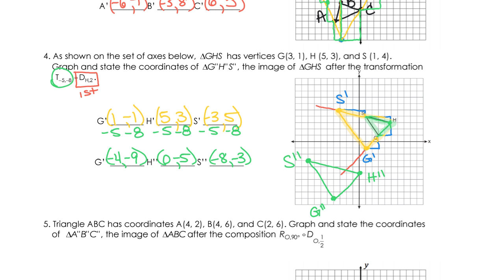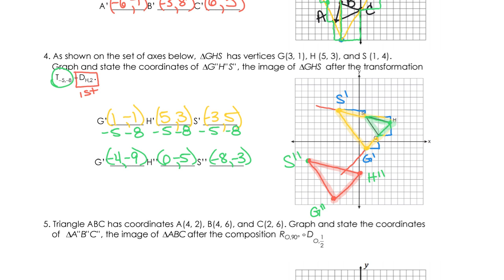Okay. Again, if I highlight it, I think you guys can see that my yellow triangle and my red triangle, they are the same size. Same shape. And it's just slid to the left 5 units and 8 units down. Okay. And all 3 of my triangles, the little green one, the yellow one, and the red one, they all have the same shape, just not the same size after the dilation.